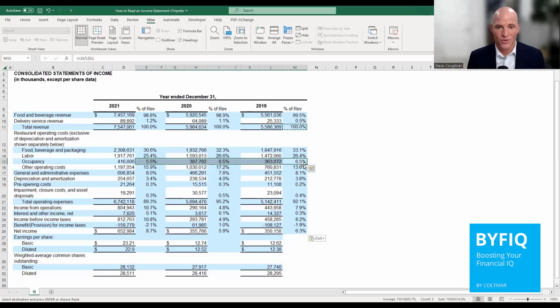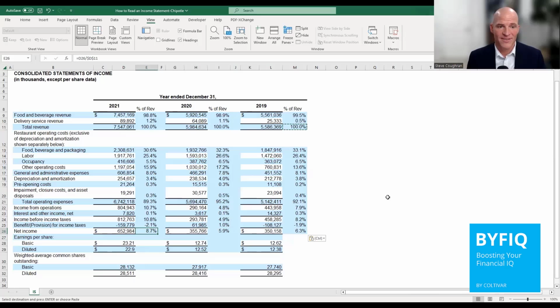So once again, you could go through each of these line items and see how things are comparing year over year. Ultimately, their net income is 8.7%. So every dollar that Chipotle does in business that they bring in revenue, they earn 8.7 cents, which is good compared to these other years. 2019 is 6.3, 5.9 in 2020. Maybe COVID had an impact on that. And then 8.7% in 2021. So that's the income statement.